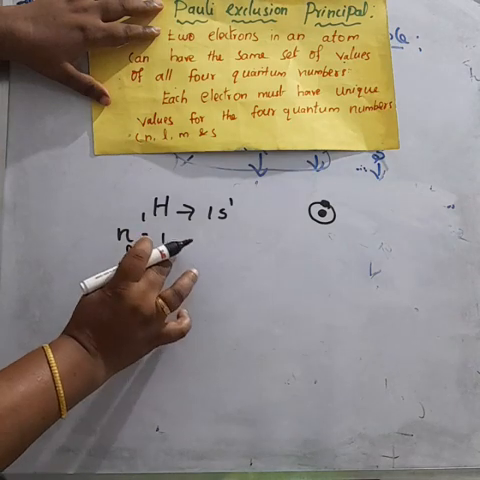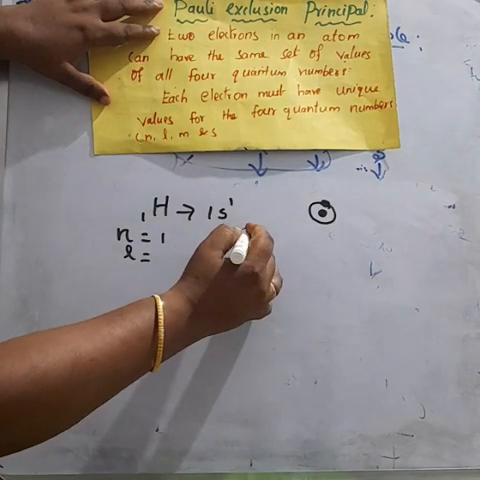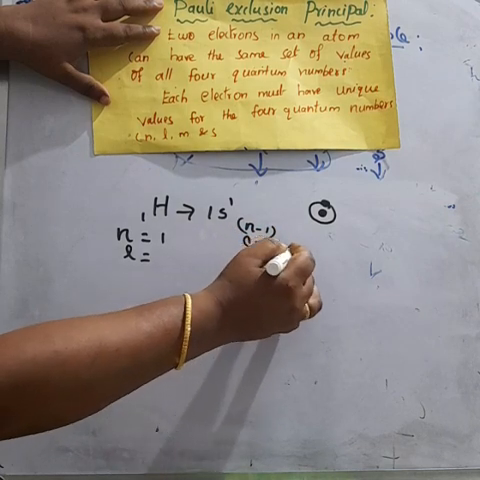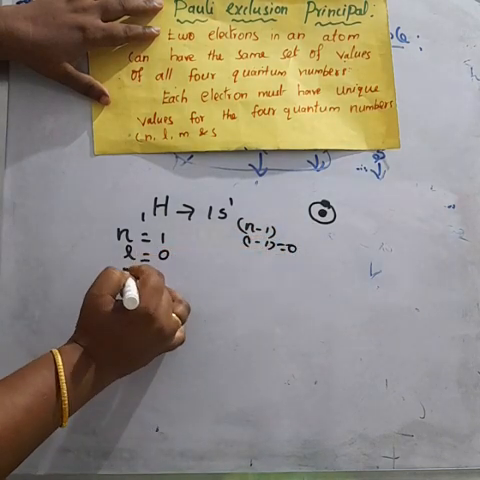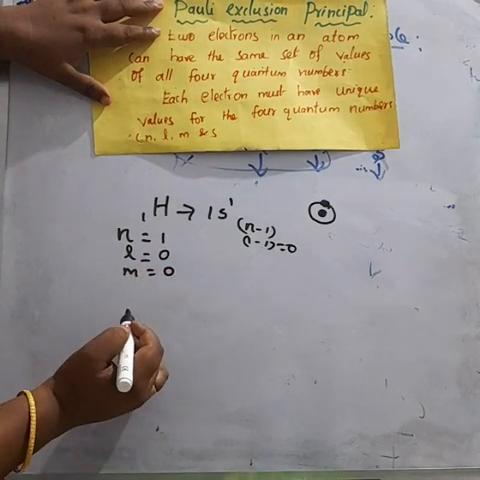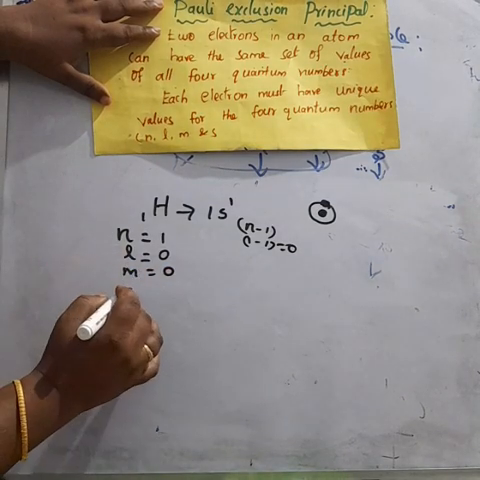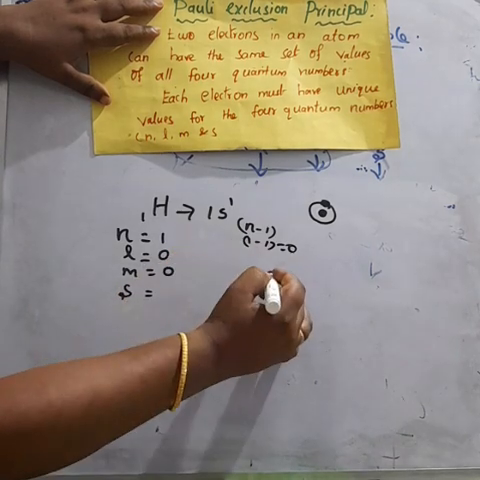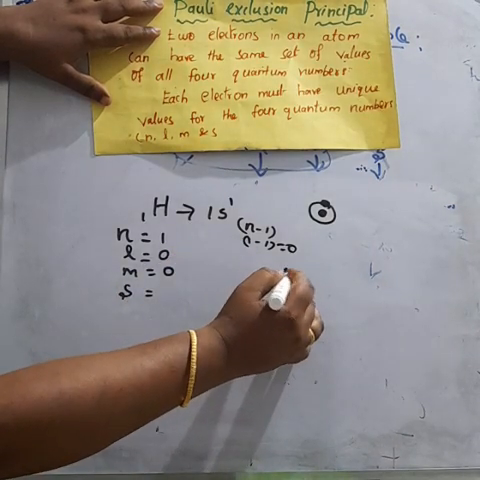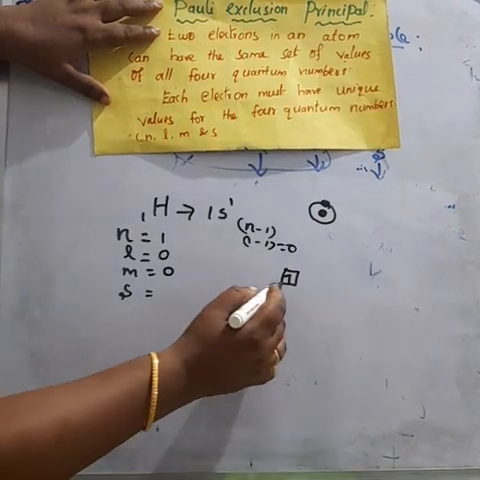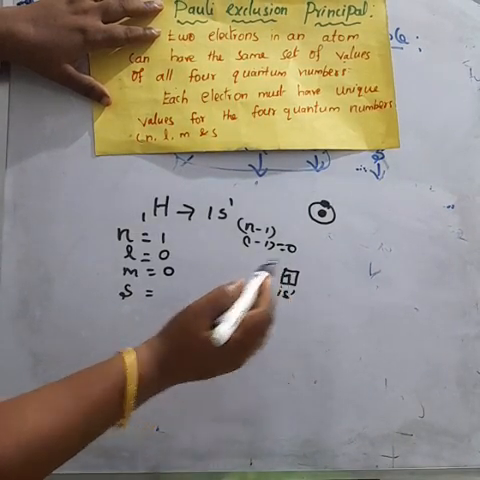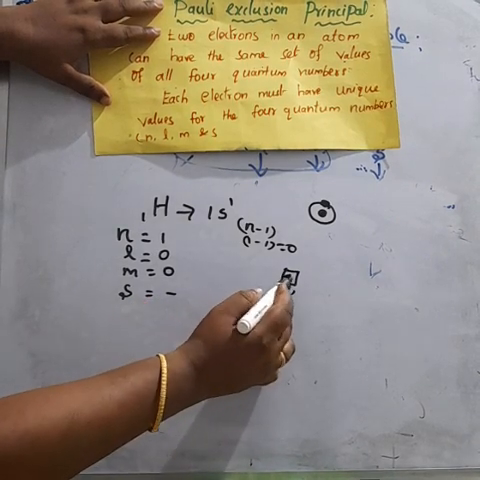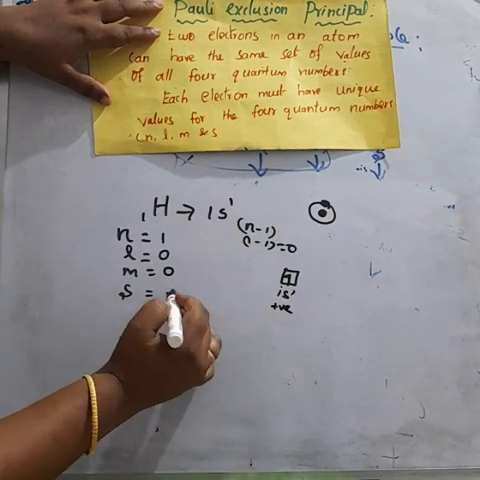We can write 1 minus n minus 1, that is 1 minus 1 is equal to 0. L value 0 means m value 0. And what is the spin here, which is the orbital? 1s1 orbital, only one s orbital, only one orientation. Here only one electron is present in the s orbital, so this means it is positive spin, plus half. The value of spin is plus half.